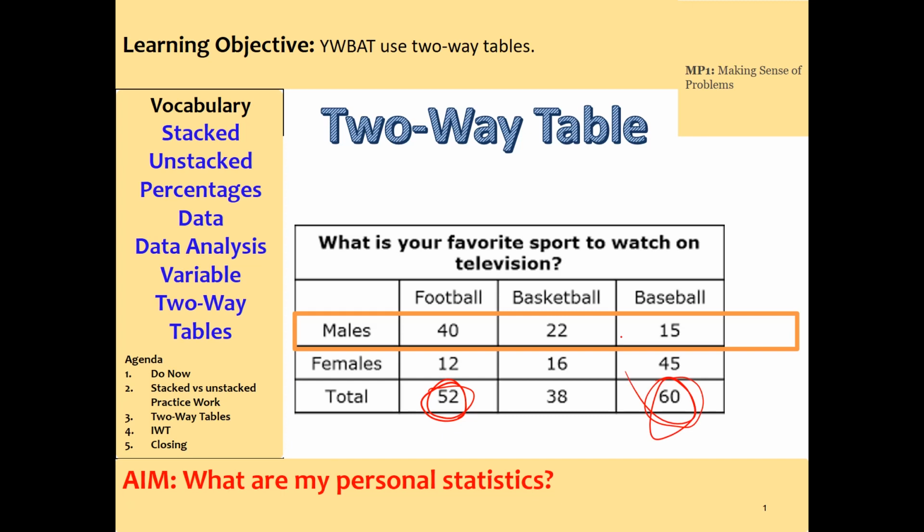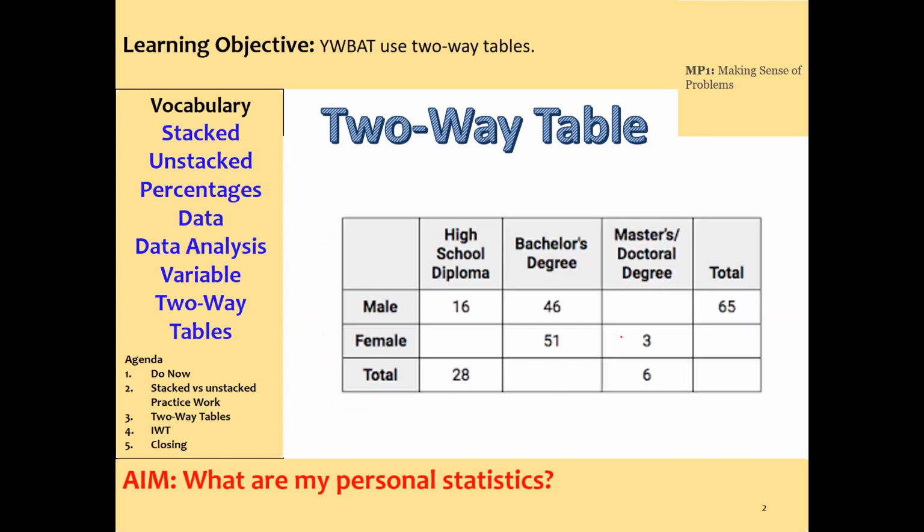So the idea here is that a two-way table allows us to separate data by different variables, right? And when I say variable, it's what we're looking at. It's the question that we have. So, for example, let's look here. It's important to have a calculator when you're doing this. Right next to me right now is a calculator.